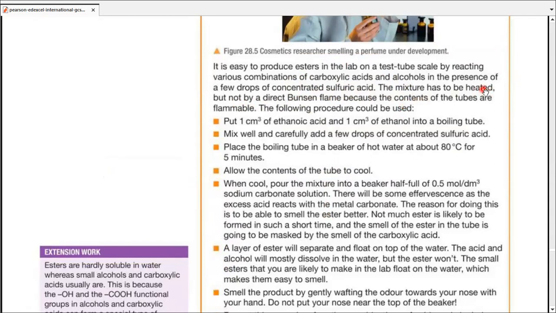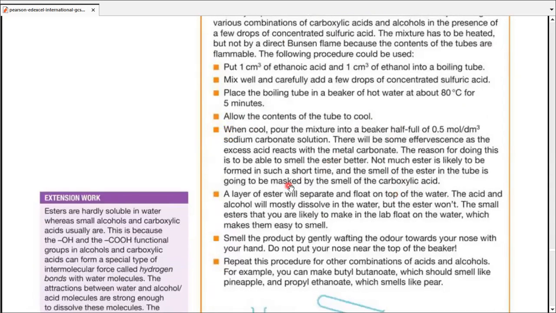The mixture has to be heated, but not by a direct Bunsen flame because the contents of the tube are flammable and can easily catch fire. That's why we need to keep a good safety note while performing this experiment. Although this one's easy, we need to be cautious.